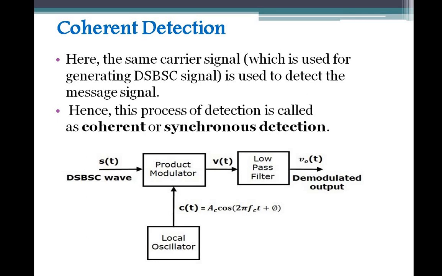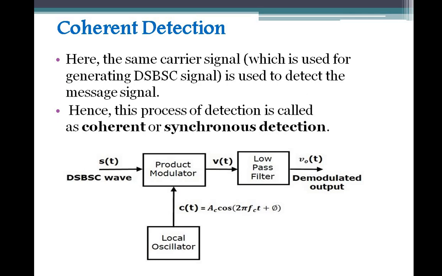So here the same carrier signal which is used for generating your DSBSC signal is used to detect your message signal. Okay, so what is the block diagram you are having? S of t is nothing but your original modulated wave. Which modulation you have done? DSBSC, double sideband suppressed carrier modulation, and that is given as an input to your product modulator. And the one more input for your product modulator is your local oscillator, which generates your carrier signal, given here as Ac cos(2 pi fc t + phi). I'll explain it afterwards. So this process is called coherent or synchronous detection.